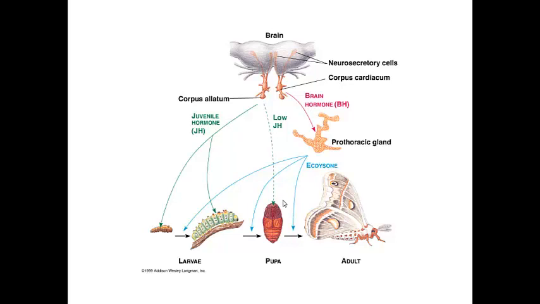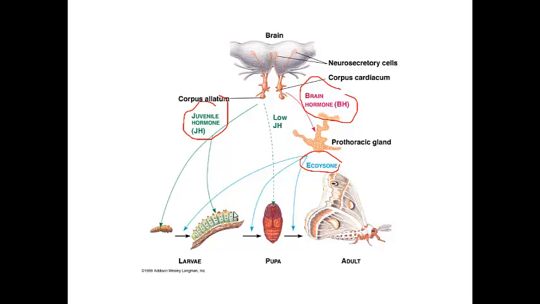One is called juvenile hormone. Juvenile hormone keeps the insect whatever it is, keeps it in that stage. Brain hormone is going to allow for growth, and ecdysone is going to cause molting to take place. It's going to cause the insect to move from one stage to the next.